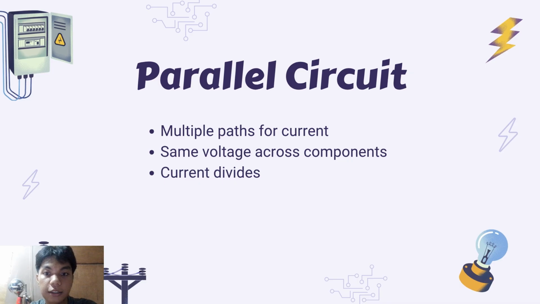Unlike a series circuit, if one branch fails, the rest of the circuit can still function. This makes a parallel circuit more reliable and practical for real-life applications. A good example is household wiring, where appliances are connected in parallel so they can operate independently without affecting each other.